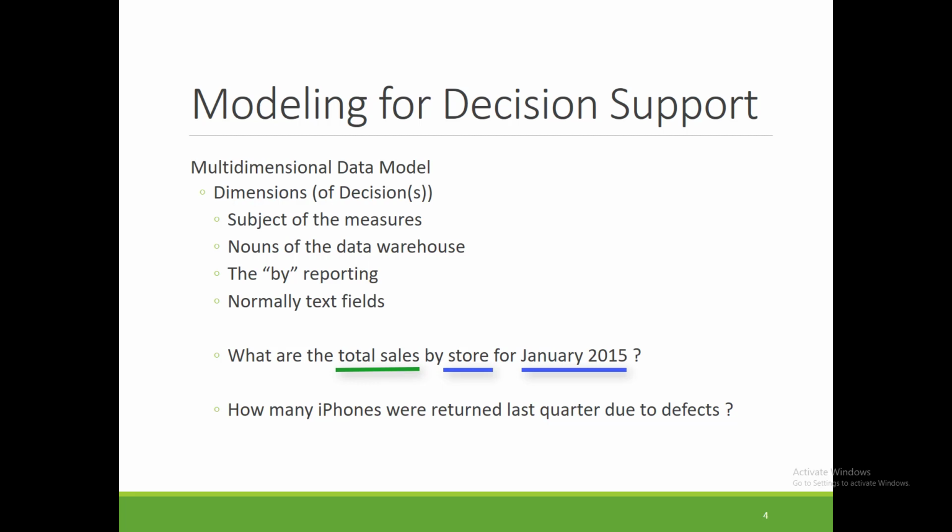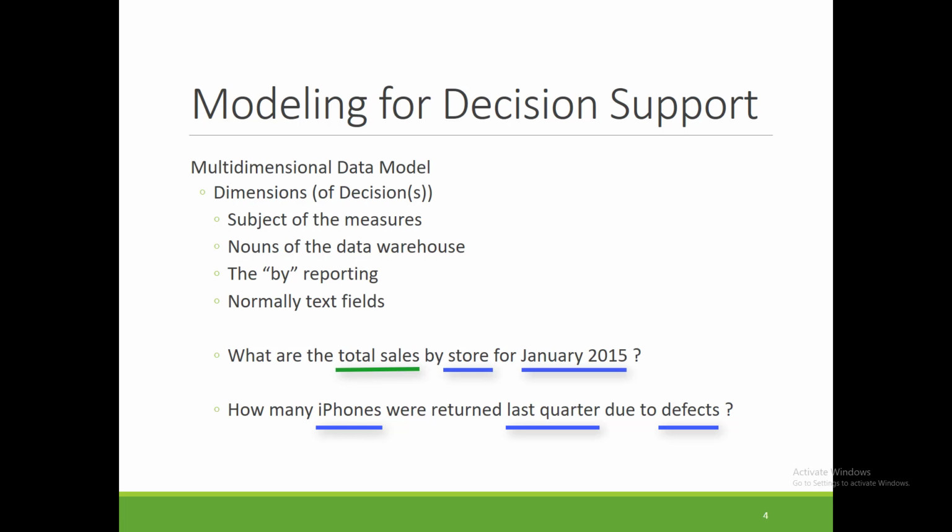Let's look at another example. How many iPhones were returned last quarter due to defects? So this time let's start with the dimensions. What are the dimensions in this question? Well, the first dimension is iPhones, so products. And our next dimension in this question would be last quarter. So that's time again. And there's one other dimension here, which is defects, or reason why the product was returned.